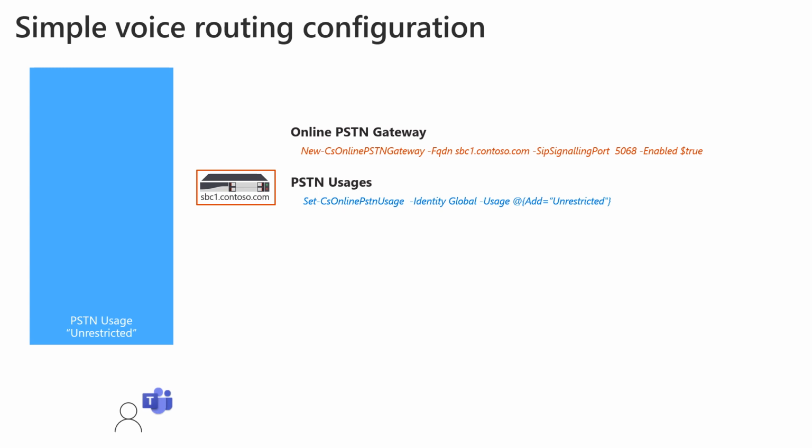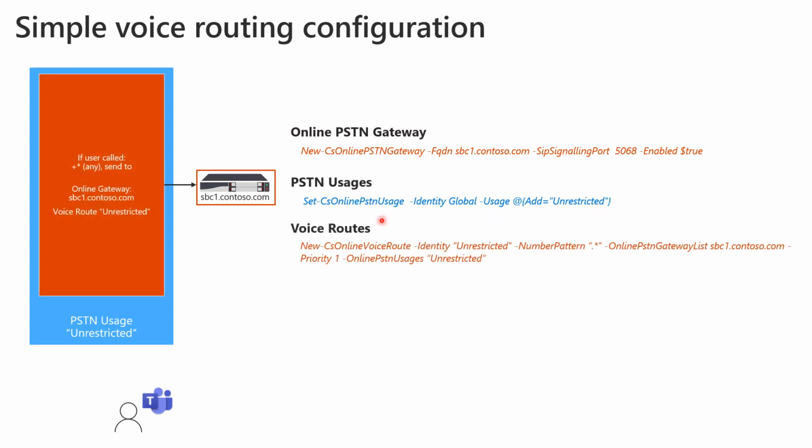As we talked about in our planning, in order for me to be able to set up my voice routing, I need my combination of usages, voice routing policies, and routes. So in this case, since this is a very basic configuration, I'm going to create a new usage, Set-CsOnlinePSTNUsage with identity of Global, and then I'm going to add this new usage name, and I'm simply going to call this usage Unrestricted.